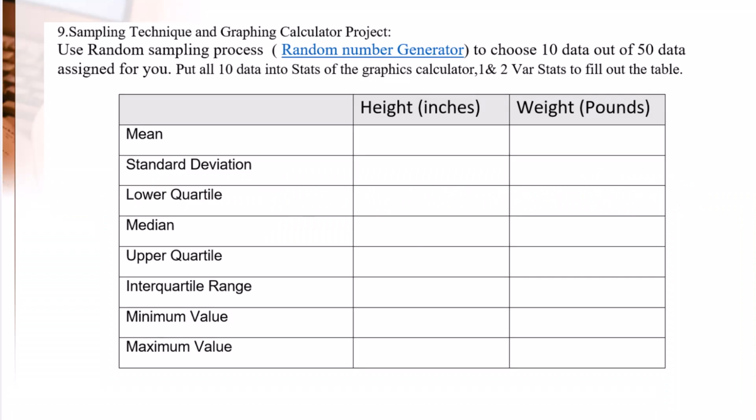Question 9. Sampling technique and a graphing calculator project. Use the random sampling process. Use a random number generator to choose 10 data out of the 50 data assigned to you. Put all 10 data into the stats of a graphing calculator. Use 1 and 2 variable stats to fill out the table below.